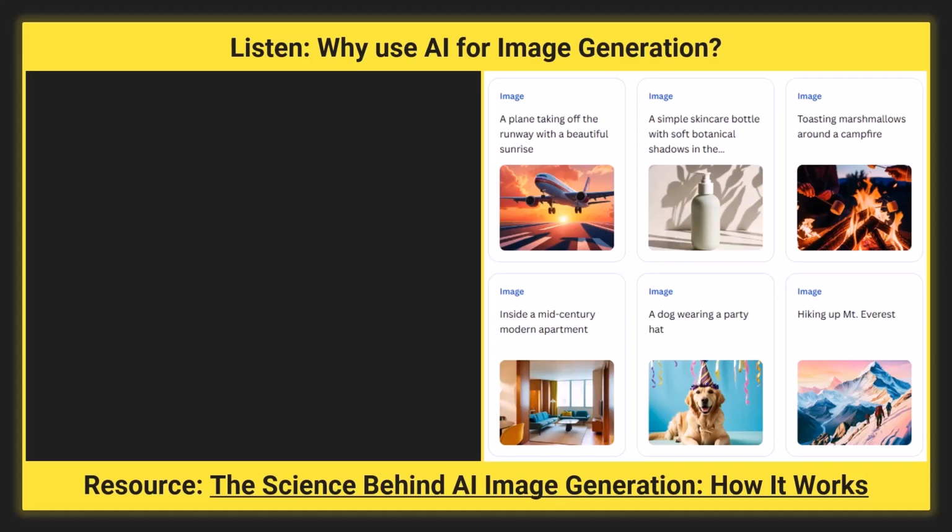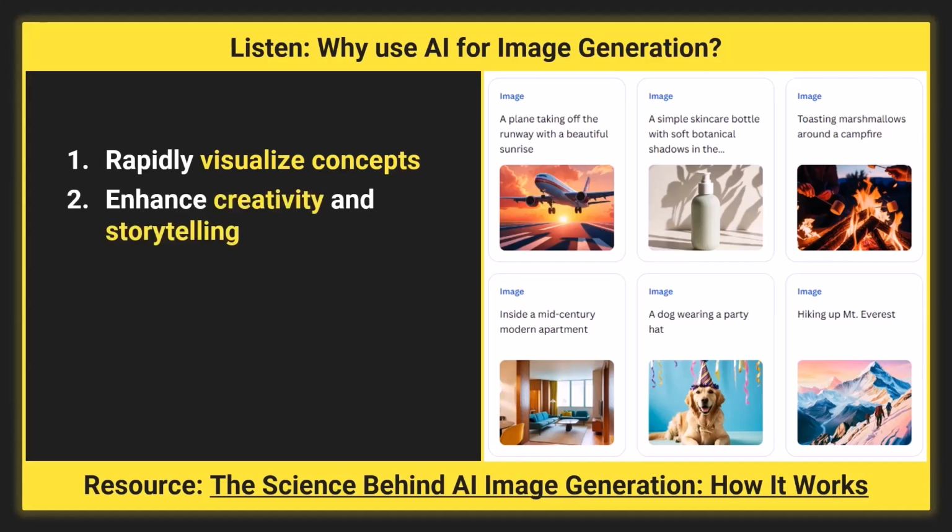So now that we know what it is, the next question is, why should we use it? AI lets you visualize ideas almost instantly, turning abstract thoughts into concrete images. This speed is a creative superpower. You can test variations, gather feedback, and iterate without waiting for a sketch artist. It boosts creativity and storytelling by giving you a flexible art partner that never tires.